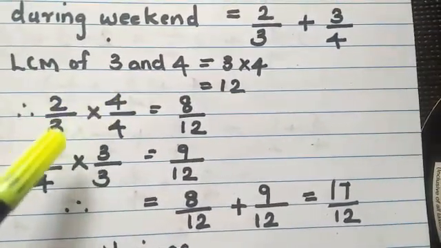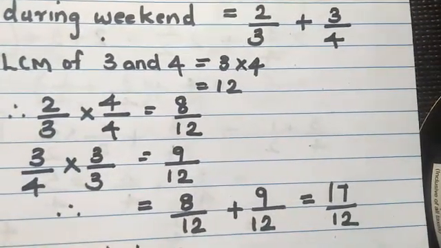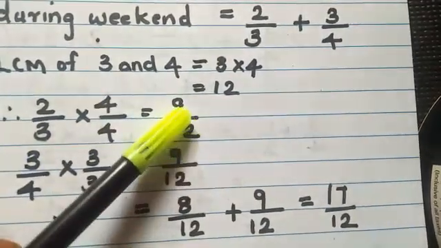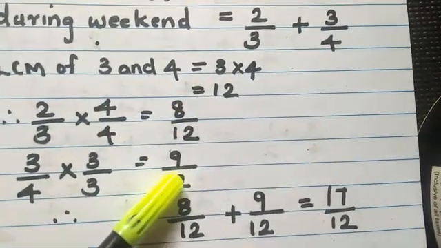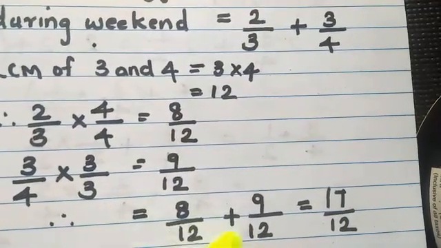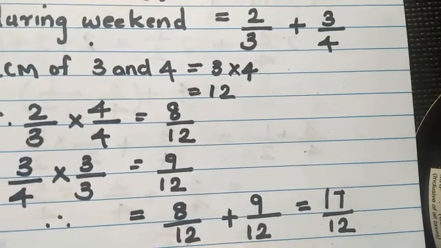Multiplication of fractions is very easy. Directly you can multiply. No need to find LCM or anything else. Okay. So here we got 8 by 12 and 9 by 12. So you can add 8 by 12 plus 9 by 12. Answer will be 17 by 12.